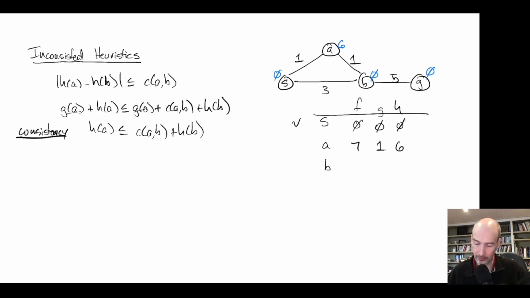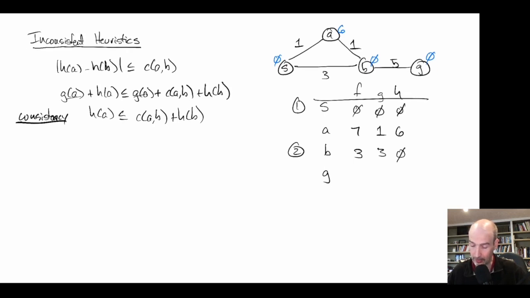A has a G cost of 1, has an H cost of 6, so it's an F cost of 7. And actually, let me number these just for the sake of clarity here. So we did this one first. So B now has a G cost of 3, a heuristic of 0, and an F cost of 3. And so the next state we're going to do is B with an F cost of 3. After that, we're going to generate G. And so B doesn't give us a shorter path to A. So we're going to generate G with a G cost of 8 and an H cost of 0. And so this is going to be 8.